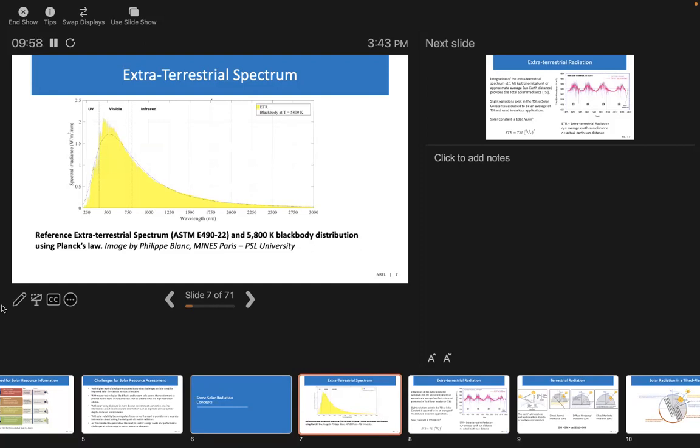Because we work with industry and there's money riding on things, you will see I talk about a lot of standards. ASTM is the American Society for Testing and Materials. There's ISO, the International Standards Organization. There's IEC. All of these build standards which industry follows. It's a good thing to follow standards because everybody has some equivalency. Instead of doing ad hoc things, you do the same thing. So you have the extraterrestrial spectrum, and you can see the UV and visible where the peak is, and then there's the rest of the infrared.